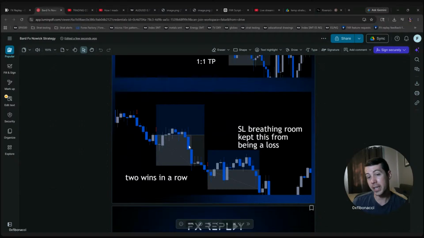We did have some fair value gaps against the trade, which actually helped reject it back down. But no Nowick candles in this recent move. So again, another retest, swing high plus a little breathing room, just one-to-one take profit. So pretty simple entry model.